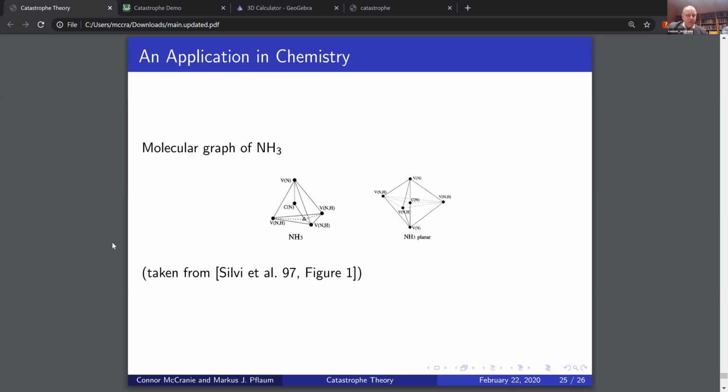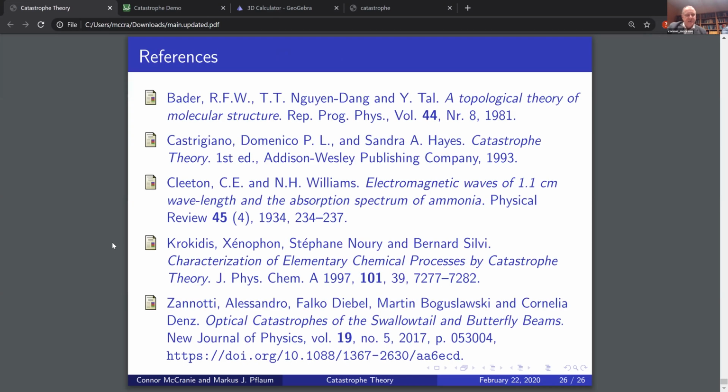So let me conclude finally with citing the references. I also would like to mention Sam, who in addition to Connor and me contributed to this project. Sam wrote the three-dimensional demo, exactly.